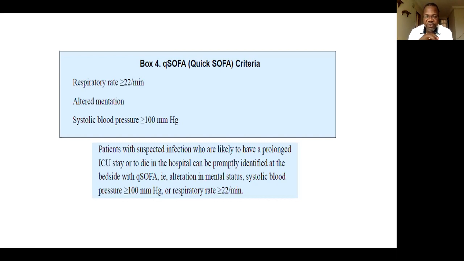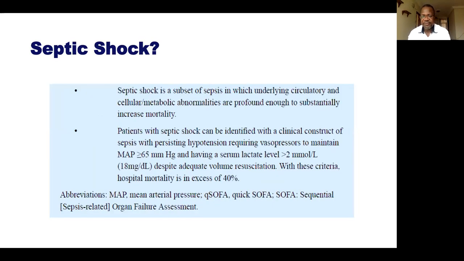So when you look at those 3 elements, the patient with suspected infection who is likely to have a prolonged ICU stay or die in the hospital can be promptly identified at the bedside with quick SOFA. When we have alteration in mental status, systolic blood pressure that is 100 or below, and the respiratory rate of 22 and above per minute. So it gives you a quick indication.